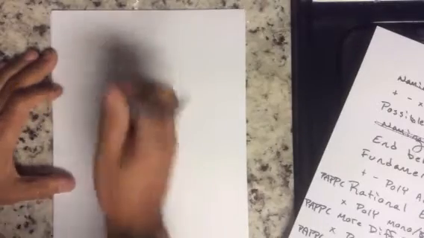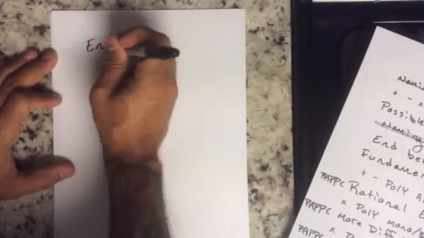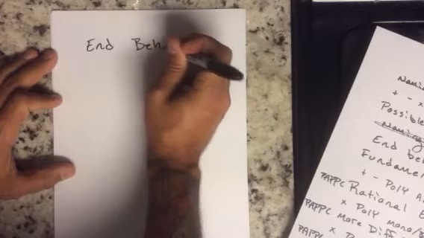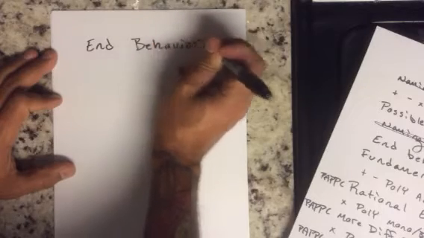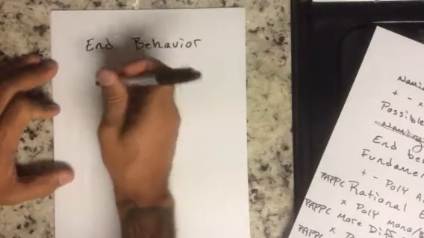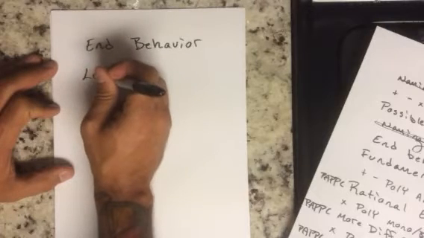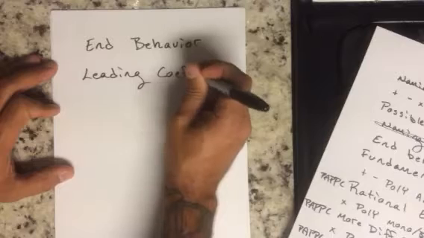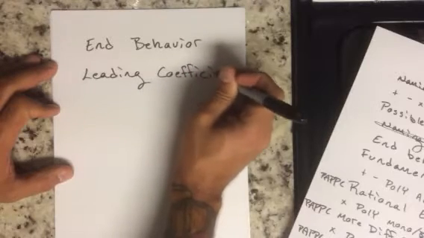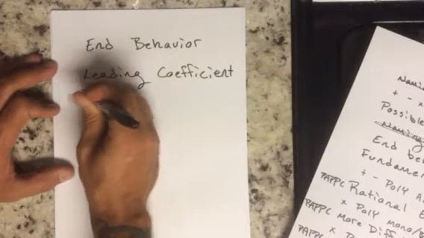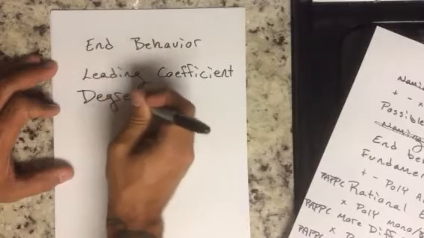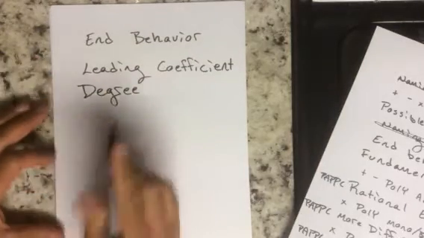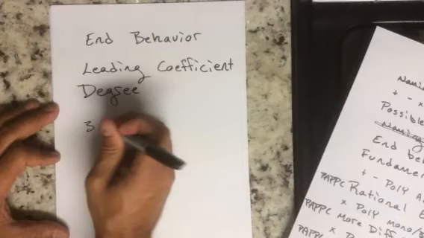Okay, we're going to do the end behavior today. We already figured out how to know the leading coefficient, and we need that. And we figured out how to know the degree, and we need that. So I want to find both those things.